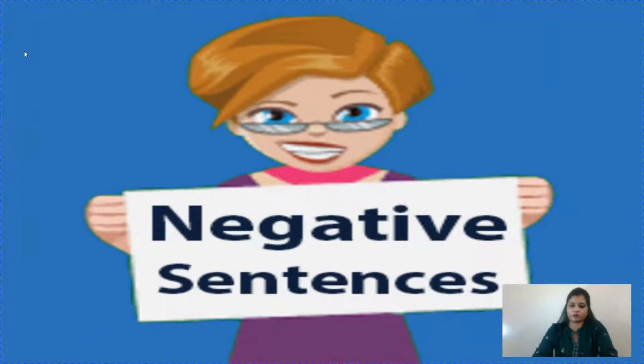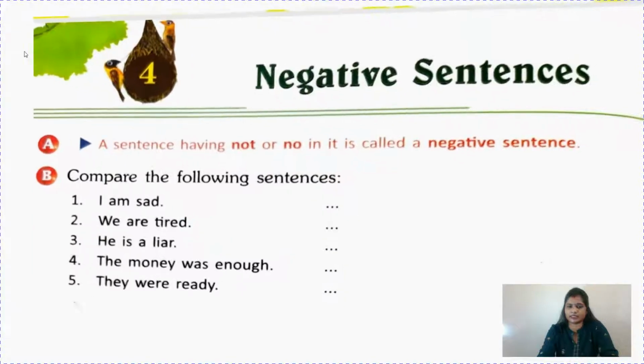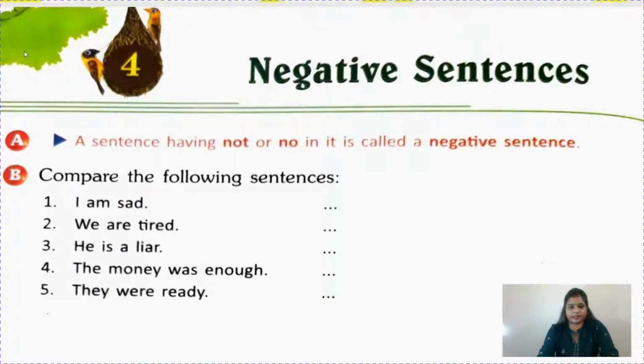So, children, from the topic only you can understand that negative sentences means where we put not or no. We can also change positive sentences into negative sentences by adding just no or not. So, let's see how. Chapter 4, Negative Sentences. A sentence having not or no in it is called a negative sentence.